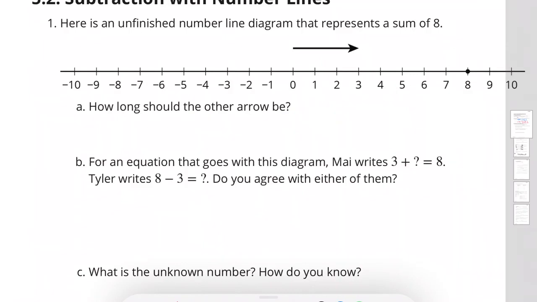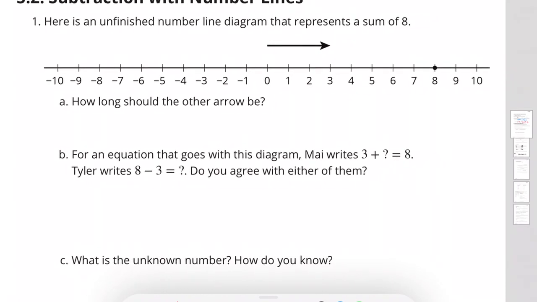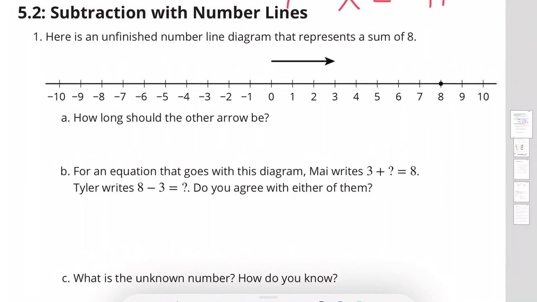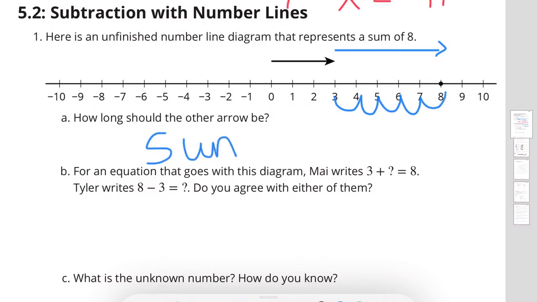On 5.2, it gives us an unfinished number line diagram that represents a sum of 8. And it wants to know how long the other arrow should be. So I know starting out, my number would be 3, because my first arrow is from 0 and stops at positive 3. And I have to get to positive 8, so if I draw an arrow from 3 to positive 8, then I have to figure out how long that arrow is. Well, I know I started at 3 and traveled to 8, so 1, 2, 3, 4, 5. So my arrow should be 5 units long.